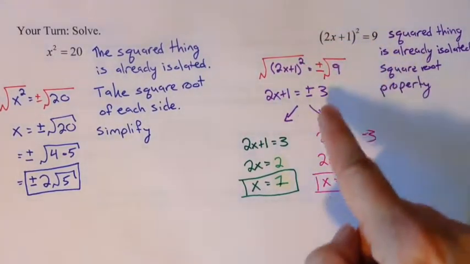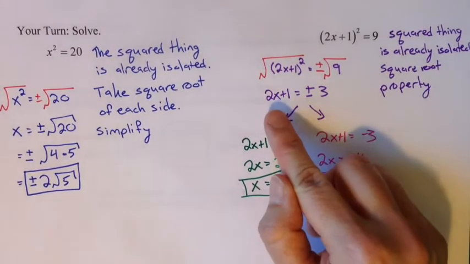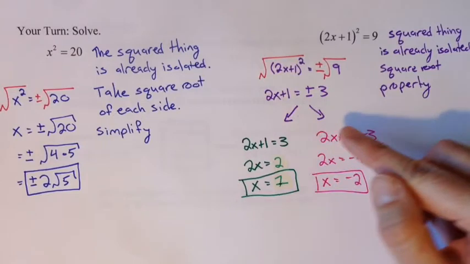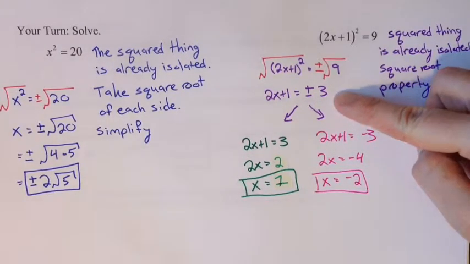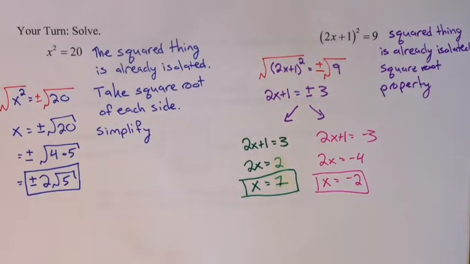The squared thing is already by itself, so I can go straight to taking the square root of each side. That leaves me with 2x plus 1 equals plus or minus 3, since the square root of 9 is 3. Now I'm going to break that down into two equations so that I can finish solving for x.